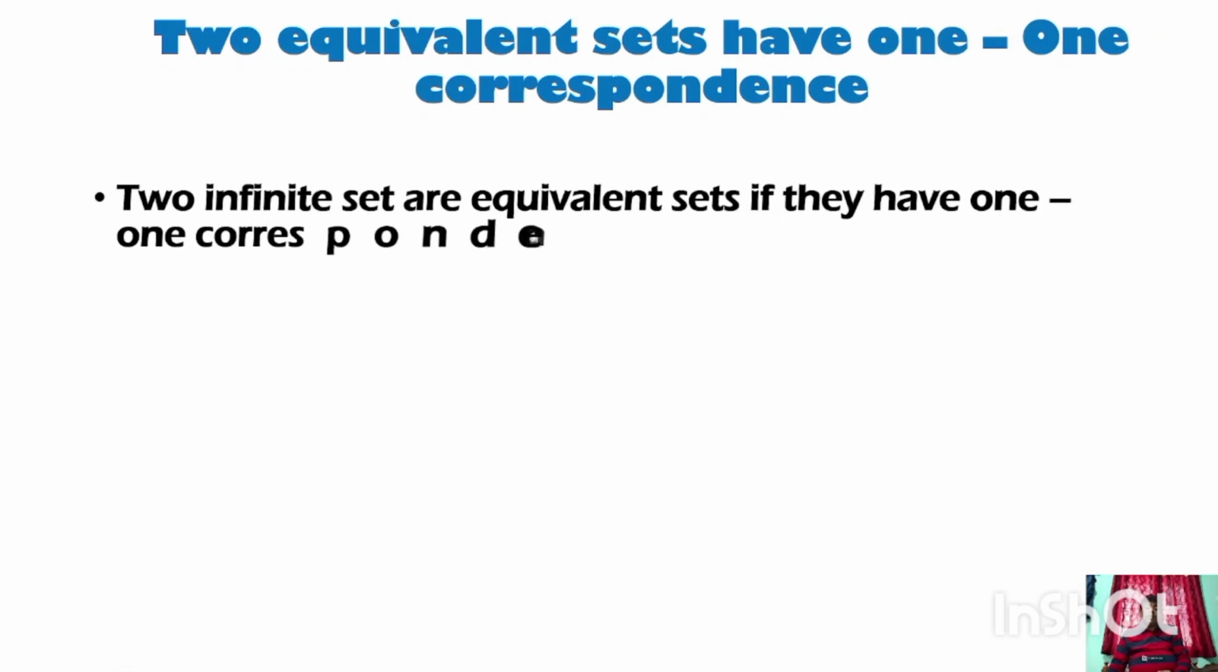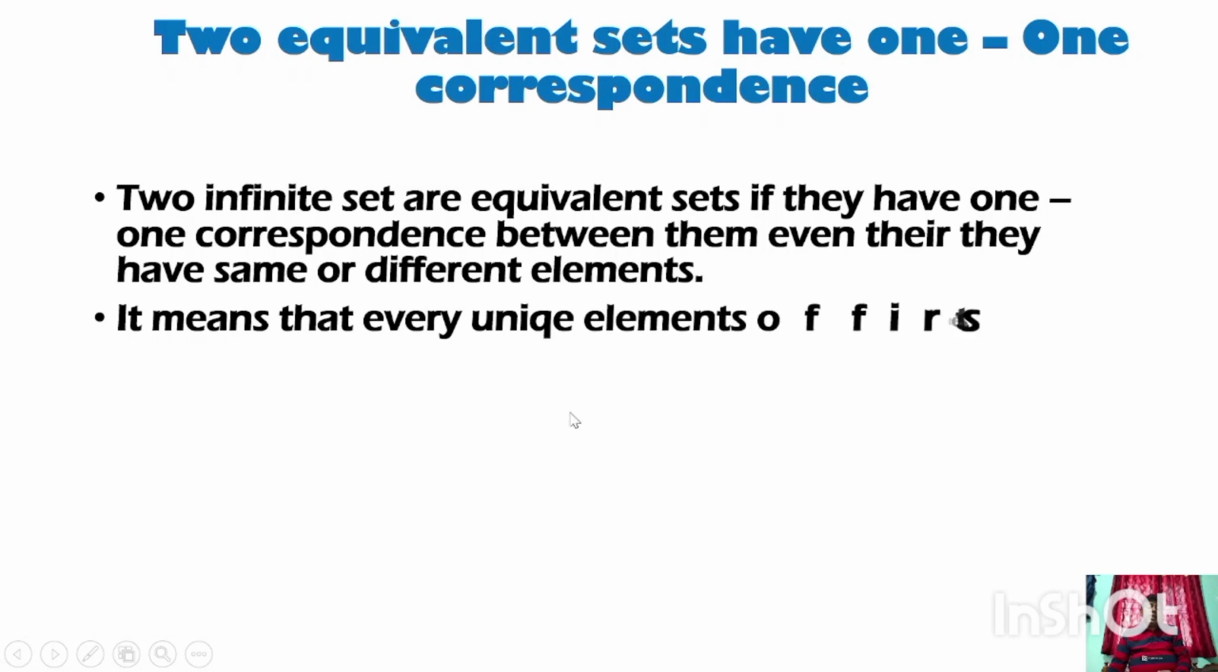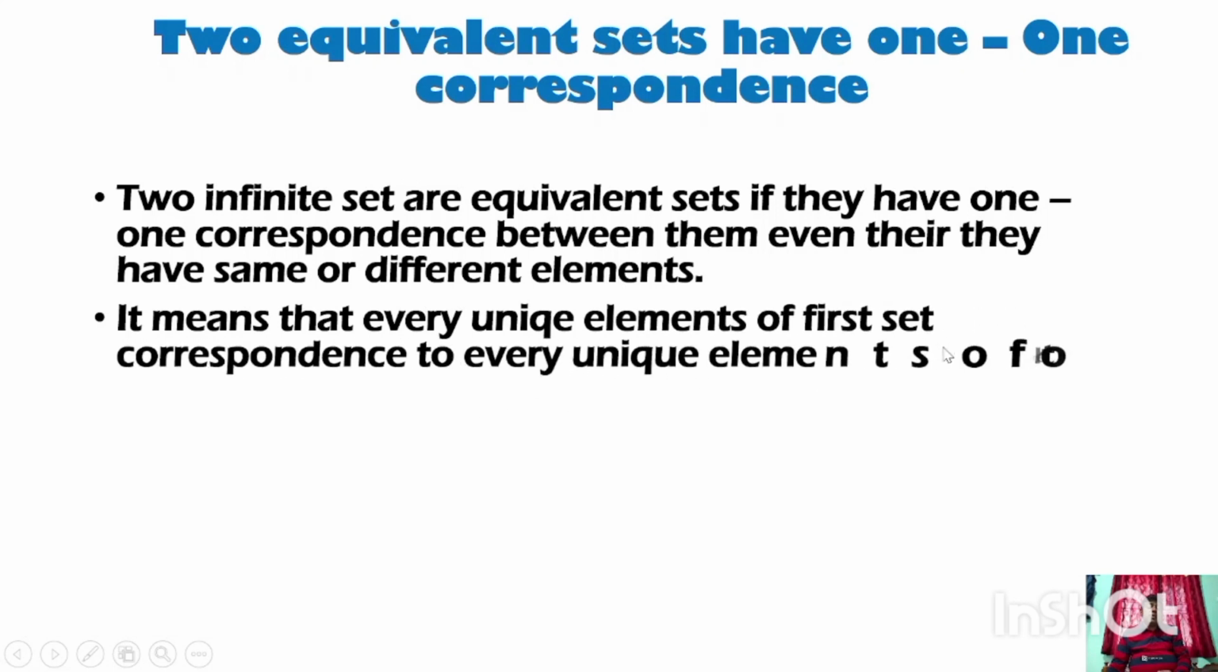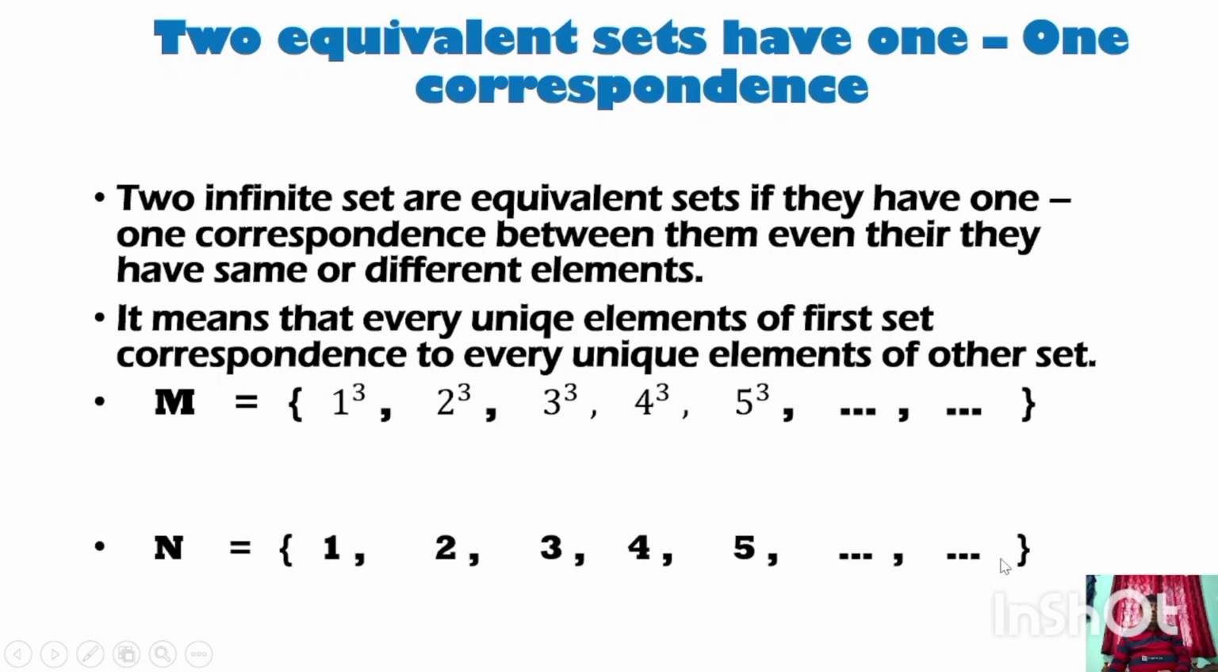And the two equivalent sets have one-to-one correspondence. One important property: two infinite sets can be equivalent sets. Although you cannot determine their cardinality, if they have one-to-one correspondence between them, even if they have the same or different elements, it means that every unique element of the first set corresponds to a unique element of the other set. Suppose the set M is the cube of natural numbers, and another set is the set of natural numbers.